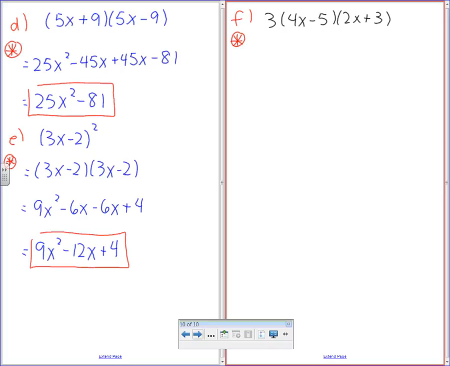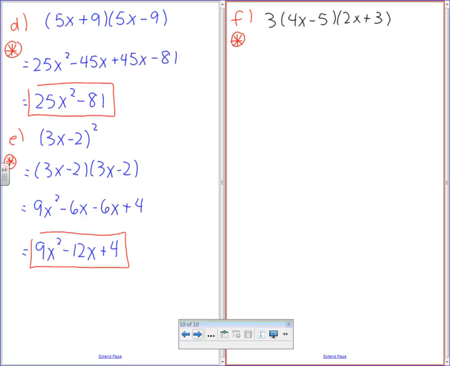Okay, so that says 3 bracket 4x minus 5, 2x plus 3. What makes this question more awesome than the last ones? Yeah, okay, so the thing is for this, you can only multiply 2 things at a time. Let's say you were to multiply 3 times 4 times 5. How would you do that?